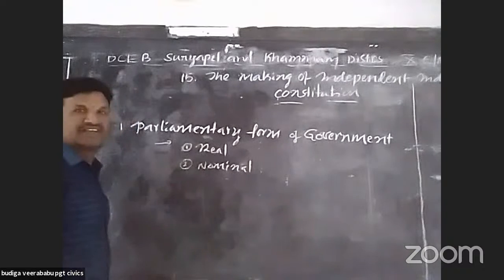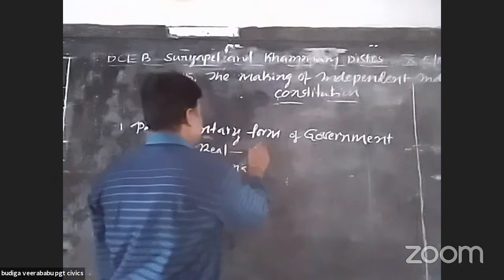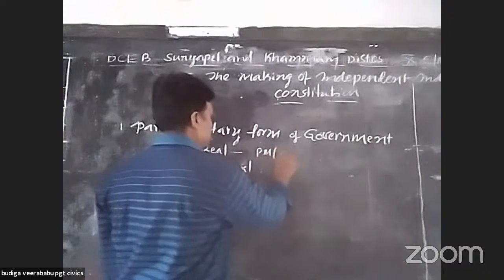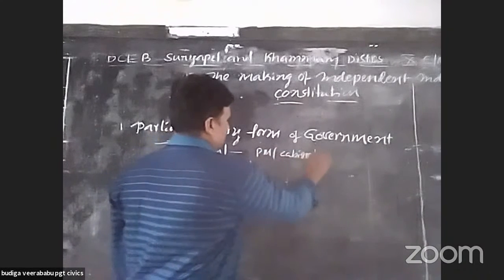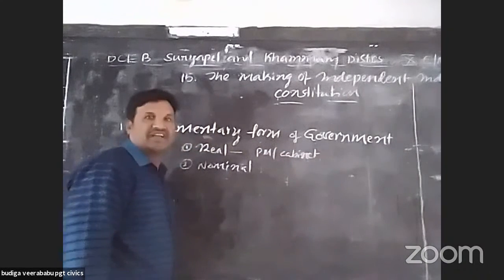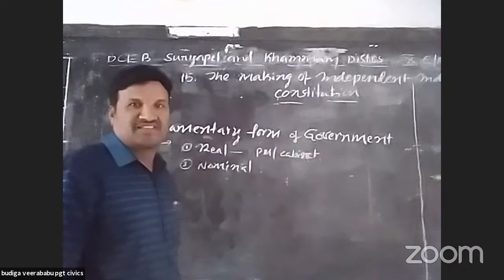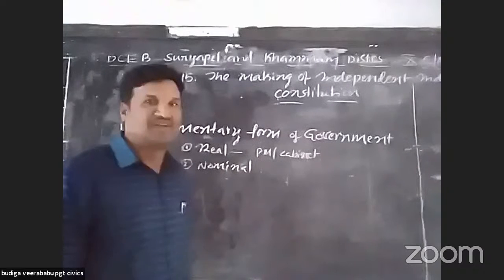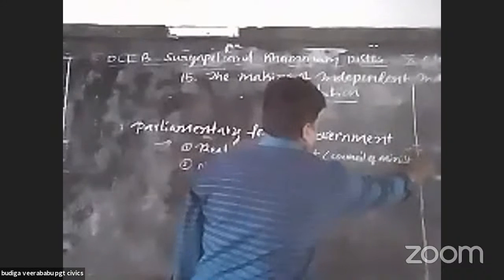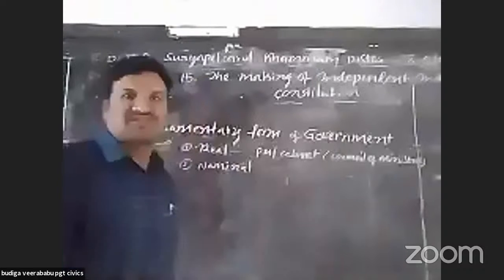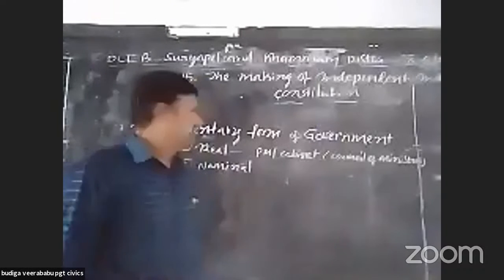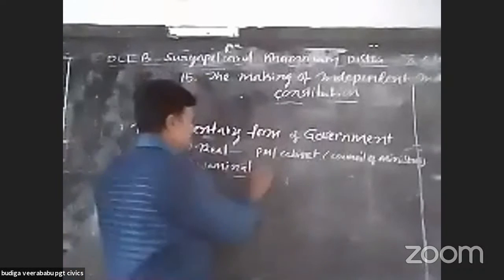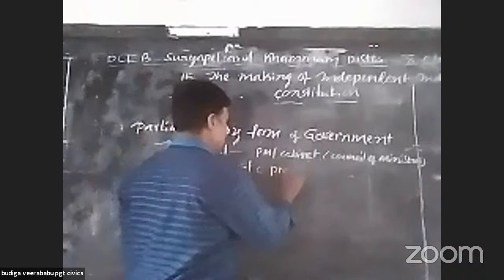So who is the real executive? The real executive is the Prime Minister and his cabinet ministers. The Prime Minister heads the cabinet ministry, also known as the Council of Ministers. So the Council of Ministers enjoys the real powers through the Parliament, and the nominal power is vested in the hands of the President.